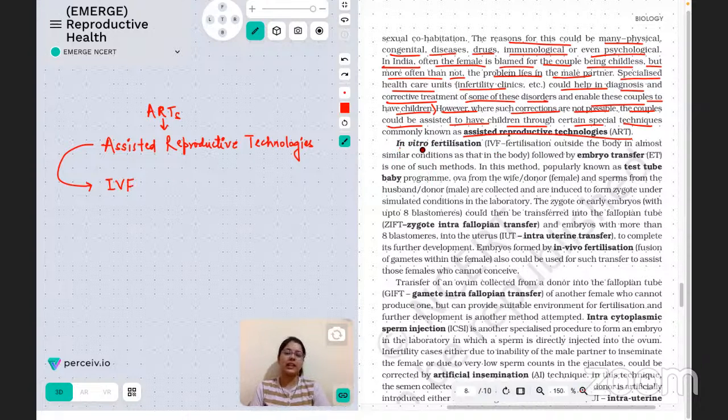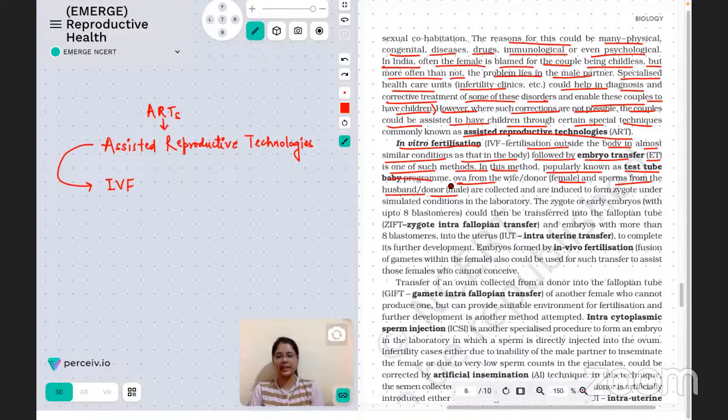So you can see कि ये method जो होता है वो lab के conditions में पहली बात तो perform किया जाता है, and it is performed outside the body in almost similar condition that is found in the body. वो सारा condition जो female के body में मिलता है ना, वो सारा conditions provide किया जाता है. Followed by ET, which is embryo transfer, is one such method in case of the ART. So, now, what is performed in this method? So, in this method, popularly known as the test tube baby program, the ova from the wife or the donor that is collected, और sperm जो होता है वो husband या donor male से collect कर लिया जाता है.